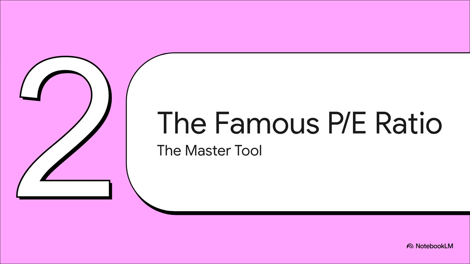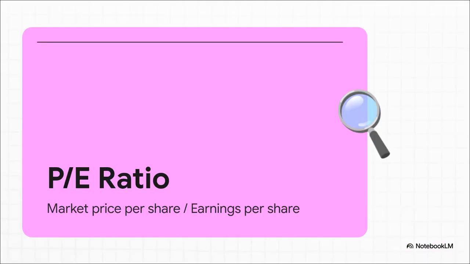All right, let's zoom in on the undisputed king of all multiples, the price-to-earnings ratio, or PE. If you've ever glanced at a stock quote, you've definitely seen this number. At its core, the PE ratio is just beautiful in its simplicity. You take the company's current stock price and you divide it by its earnings per share. The number you get tells you how many dollars an investor is willing to pay today for $1 of that company's earnings. So a PE of 20 means the market is shelling out $20 for every $1 of profit.